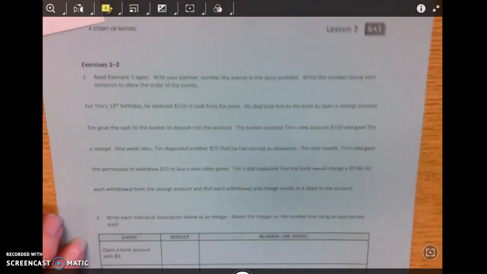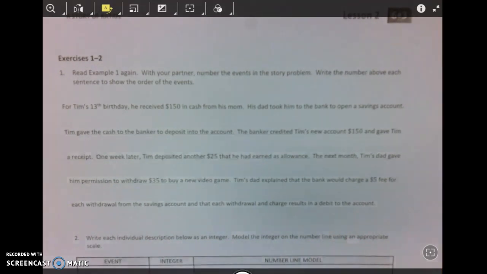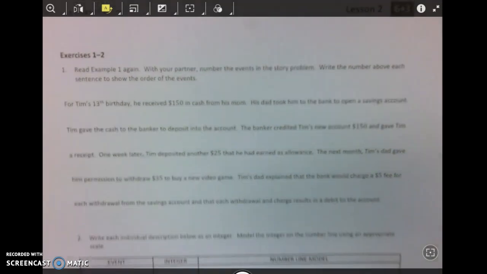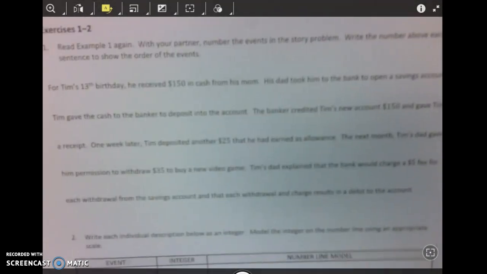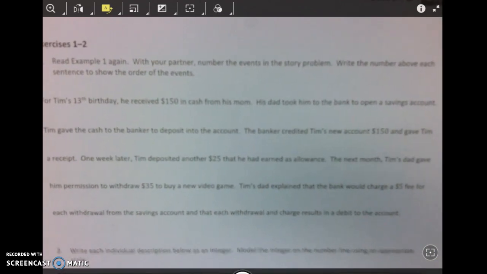You should have gotten this sheet from your teacher. If you did not, you need to ask them for it so that you can follow along and complete this work along with me. Okay, the first thing we're going to do is read this example and write a number above each sentence to show the order of events. So the first thing we're going to do is just read it to get a handle on what this paragraph is about, and then we will go back and number the items as they occurred.